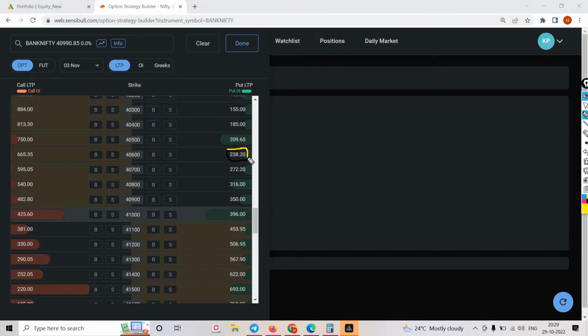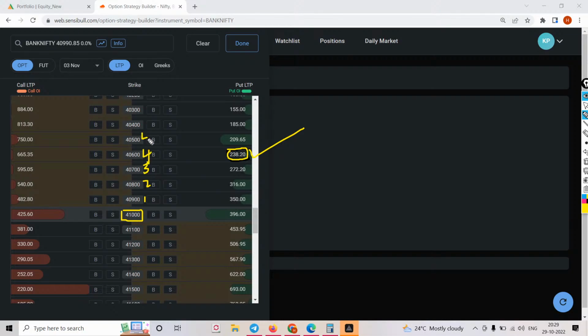Look out for 230 or 240. For me, I'll go for this premium, for the simple reason that this is where the market stands. So I'm getting an opportunity to go for 4 strikes OTM, right? 1, 2, 3 and 4.